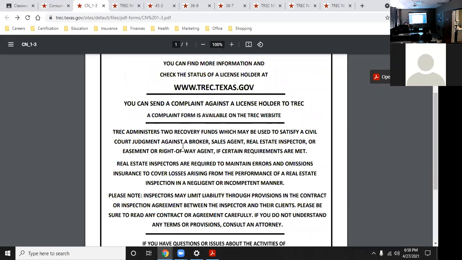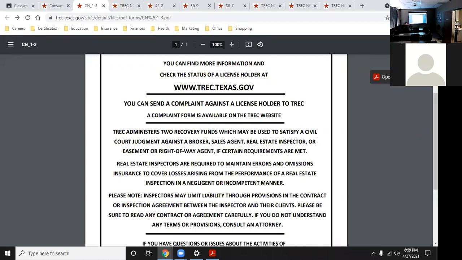I know a lot of realtors you deal with will have this as an attachment at the bottom of their email in their signature line. So it's sent every time they send an email. It just helps cover them. You don't want to get caught by TREC not sending this form out. If I go talk to a client, I will always bring this form with me and have them sign it.